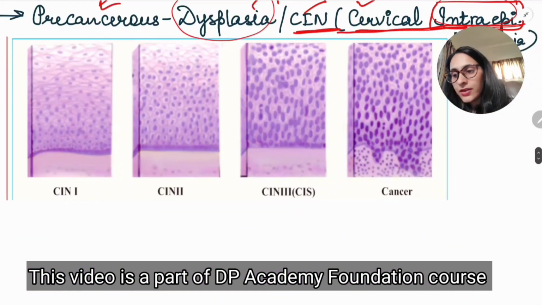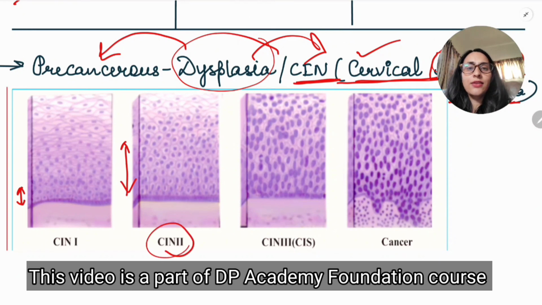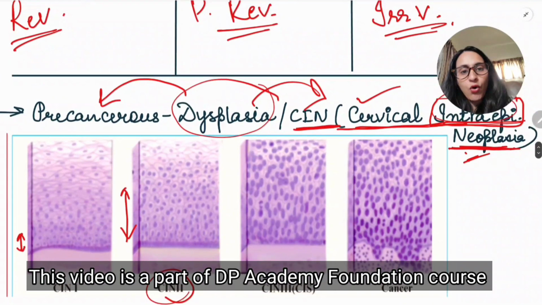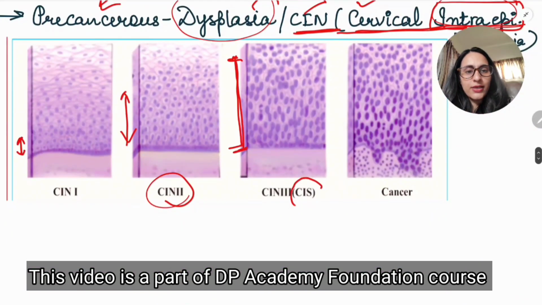We have different stages. Grade 1 is when the dysplastic features are present in the lower 1/3 of the epithelium. When the lower 2/3 of the epithelium shows the dysplasia, then it is known as CIN grade 2. Grade 3 is almost the full thickness, not the whole thickness, almost the full thickness showing the dysplastic features. If the full thickness is covered, then it is known as carcinoma in situ.